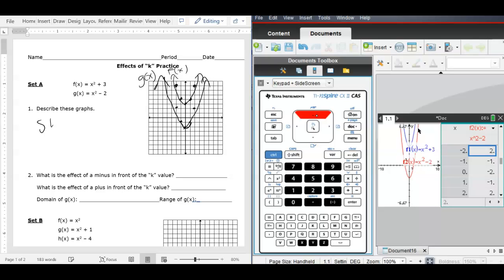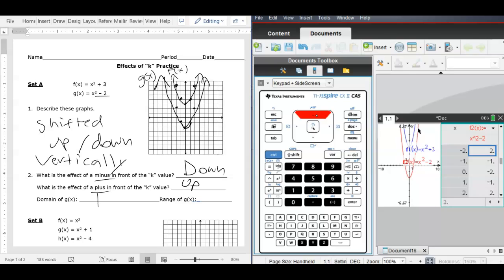Describe these graphs. They've been shifted up / down vertically. Now, if there's a minus in front, it went down. If there's a plus in front, it went up. Okay, outsiders don't lie. So remember, it's always all real numbers for g of x. And in the range, how far down does g of x go? The y value right here is -2, and it goes up to infinity forever.